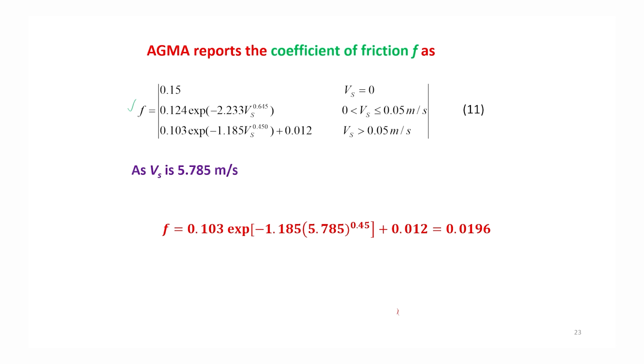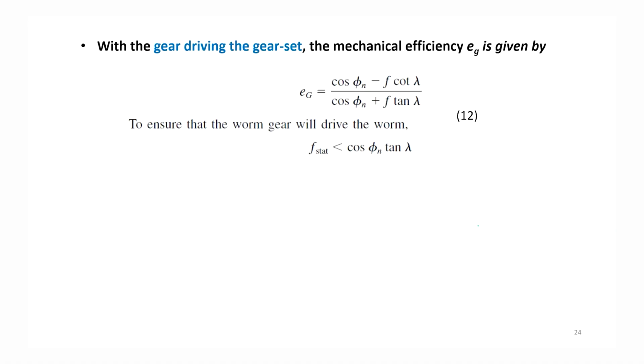Then AGMA reports the coefficient of friction f, which acts between the gear tooth of worm and worm gear, and it is given by this formula, again with reference to the sliding velocity. If sliding velocity is 0, then it should be 0.15. Our sliding velocity is 5.785, and it is in this range. When Vs is greater than 0.05 meter per second, then we have to use this formula. So, using this formula, we got the coefficient of friction by substituting the Vs here as 0.0196.